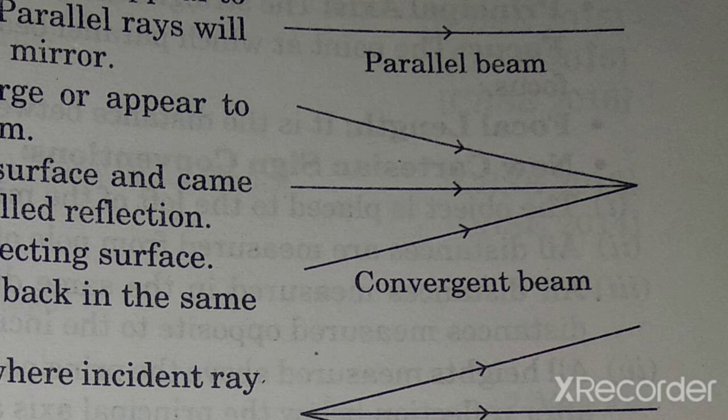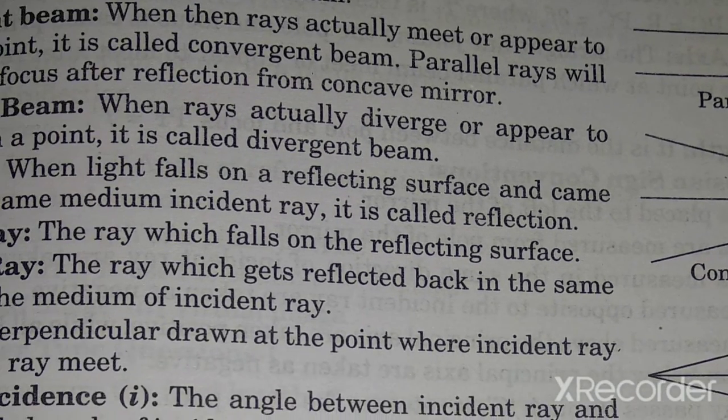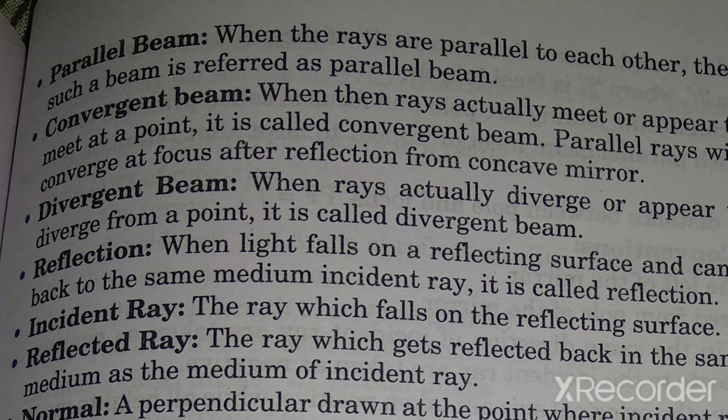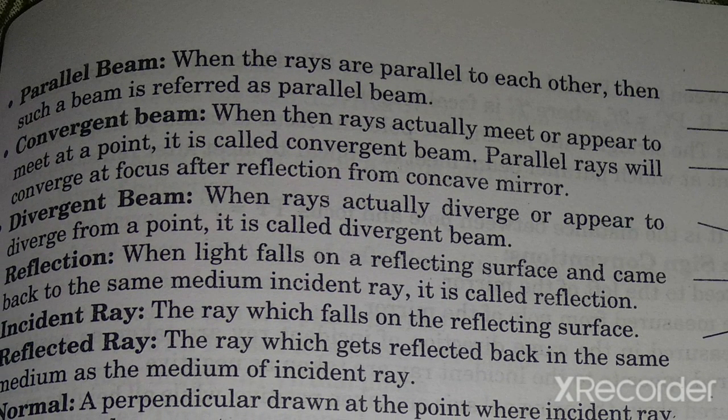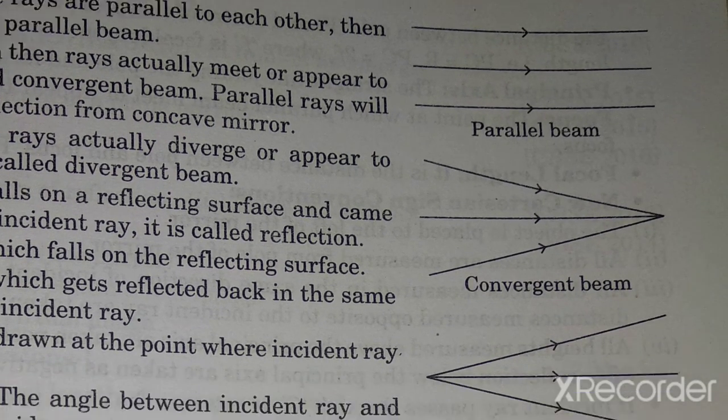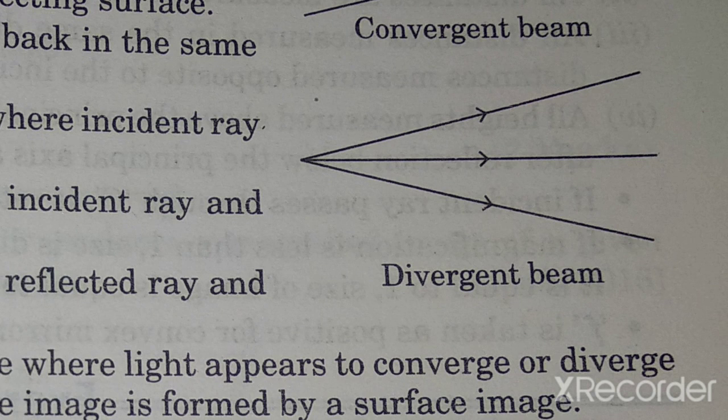Okay, these ray diagrams we are going to use in the image formation. Now the next one is divergent beam. The word divergent means to diverge, from a single point to various directions. When rays actually diverge or appear to diverge from a point, it is called a divergent beam. Now you can see it here. This is the diagram of a divergent beam. There is a point O, and you can see the arrows. The arrows are in the outward direction. All the light rays are going in the outward direction from a single point. That is why this is known as a divergent beam.